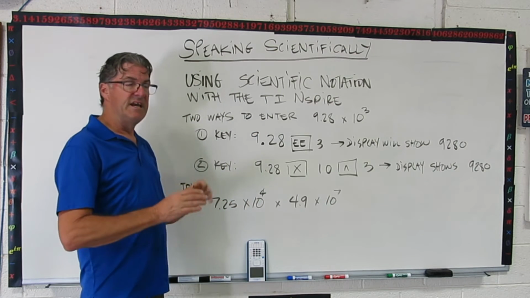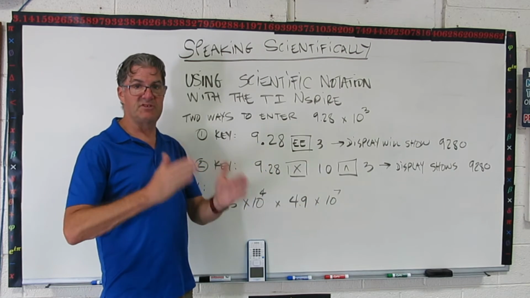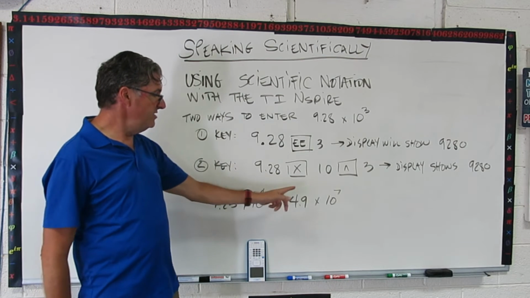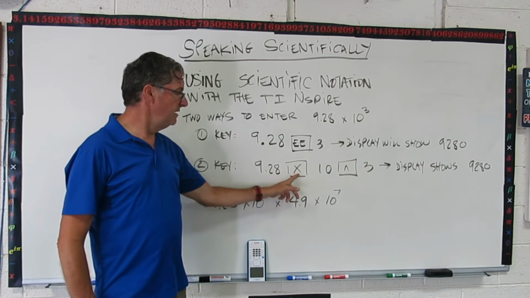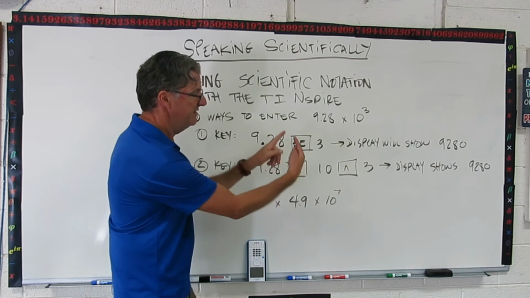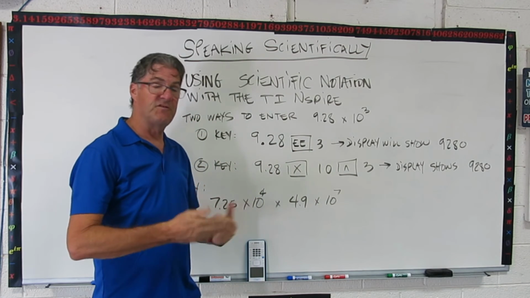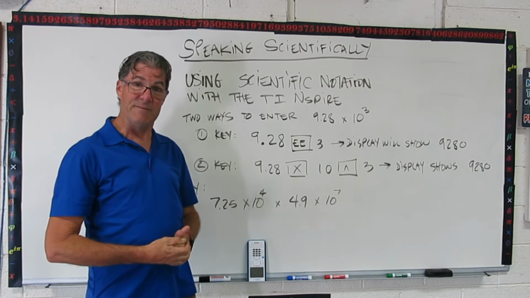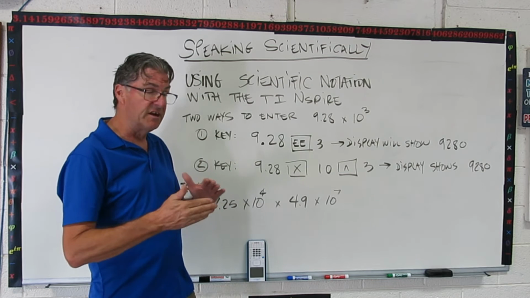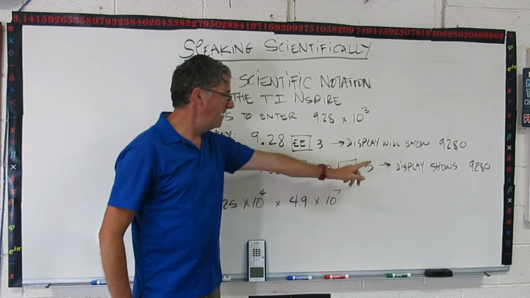The second way is a little bit more literal. Instead of having an EE button that means times 10 to the, what you do, same start, 9.28, then you just press the times button, then you press 10, 1, 0, and then you press the caret button. This is the downward opening triangle. It's also the shift of the 6 key on your keyboard. It's called caret, but what it does in math on a calculator is it means the next number is an exponent. So you're going to type the caret and then the 3.